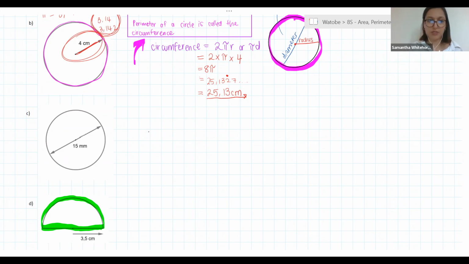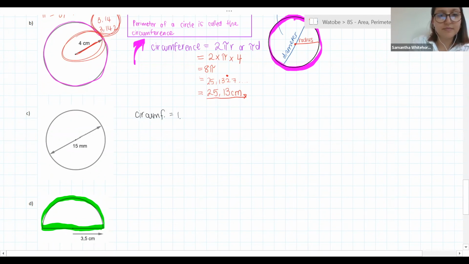Don't forget your units and your answer. Alessa, do you want to give us an answer? Ma'am, I said 15 times pi. Okay. And ma'am, it gave me 15 times pi, and then I simplified it and then gave me 47.12 milliliters.